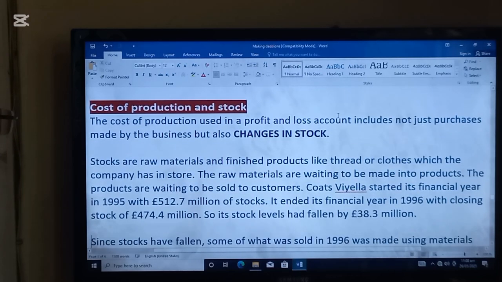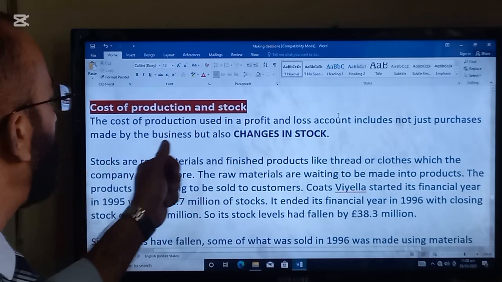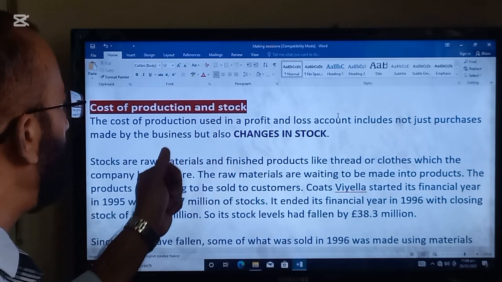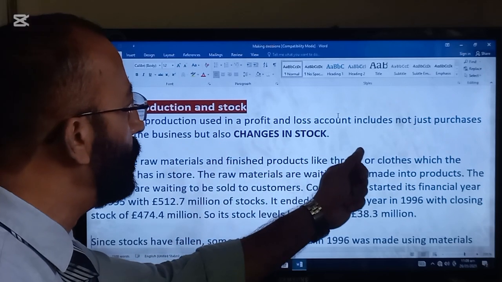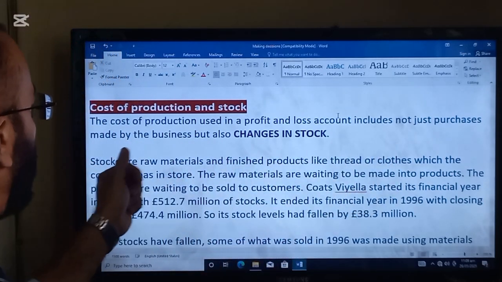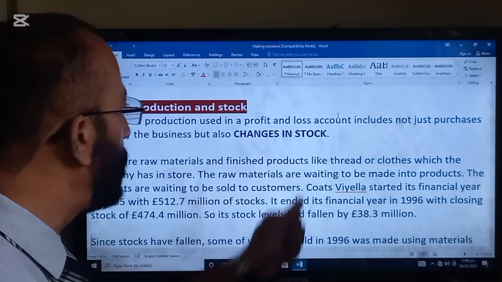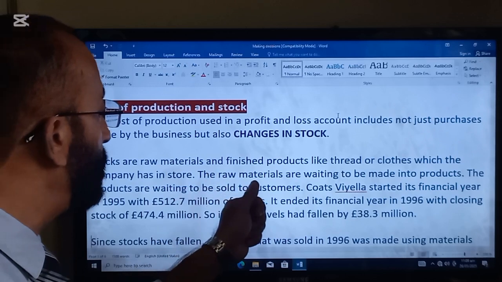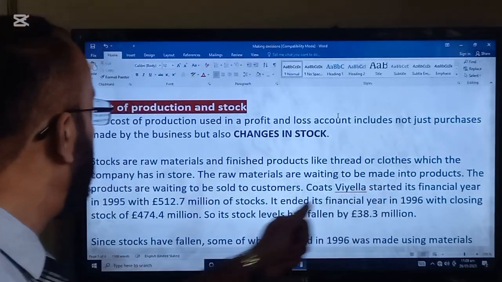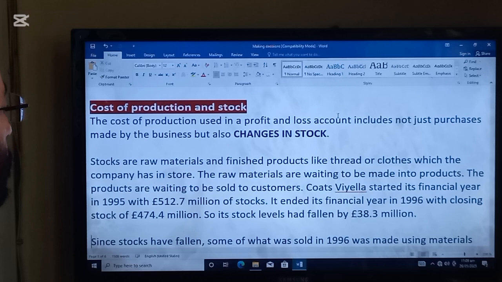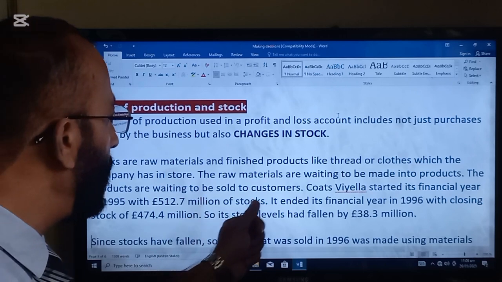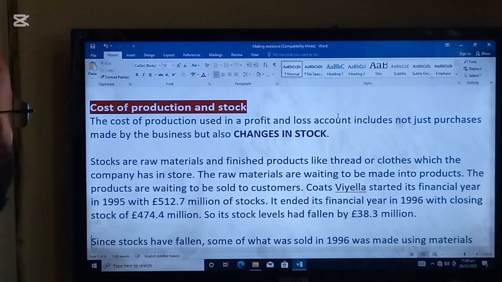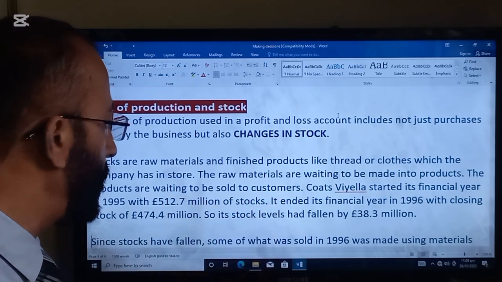The next topic which we are going to read is cost of production and stock. The cost of production used in a profit and loss account includes not just purchases made by the business, but also changes in stock. Stocks are raw materials and finished products like thread or clothes, which the company has in store. The raw materials are waiting to be made into products. The products are waiting to be sold to the customers.